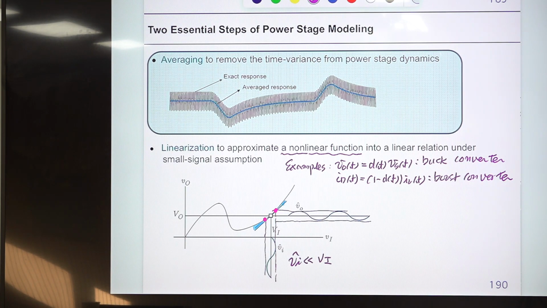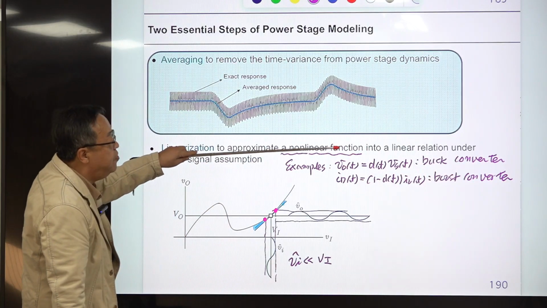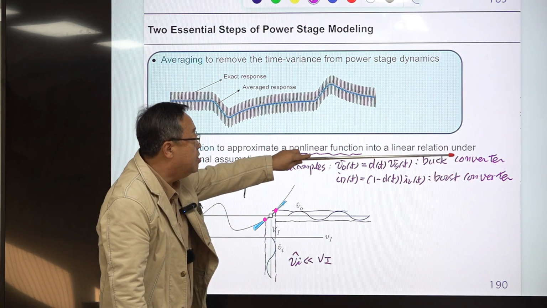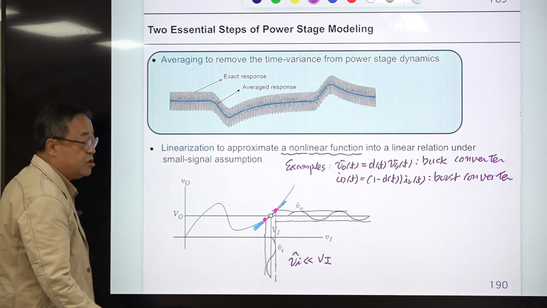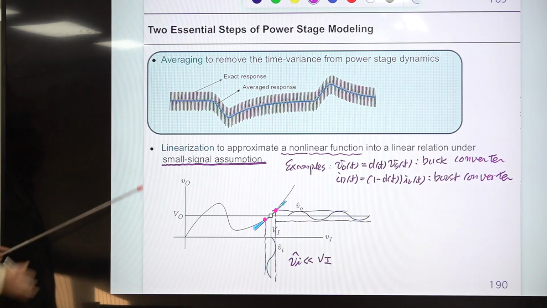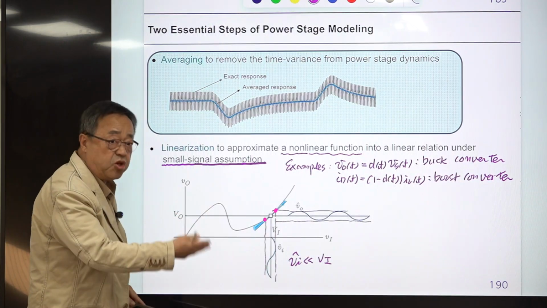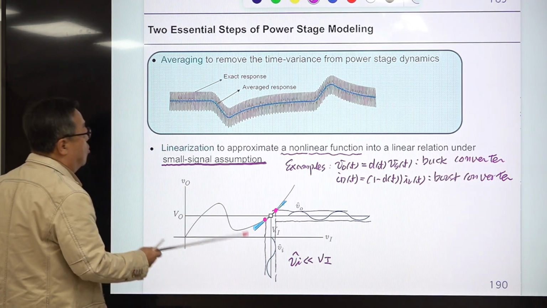And the second one is linearization. Linearization is to approximate a nonlinear function with a linear relation under the small signal assumption. This is very critical. When we are talking about the small signal model, this small signal assumption is all around us. In the small signal assumption, you are assuming something is much, much smaller than the other thing. One is the AC component of some variable, and the other is the DC component of that circuit variable. Okay?